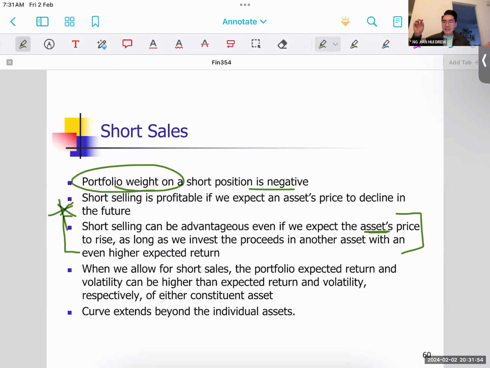If that other stock that you bought, that you invested in, grew more, you can actually get a positive return.